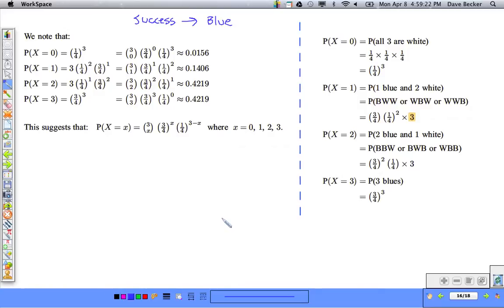Before I forget, if you don't have your calculator out, pause this video and get it out, because you're going to need it. Okay, I'm glad you have your calculator. Very good. Probability that x is equal to 2, in other words, that we drew 2 blues, is this. And again, 3/4 squared times 1/4 times 3, and on down the line.